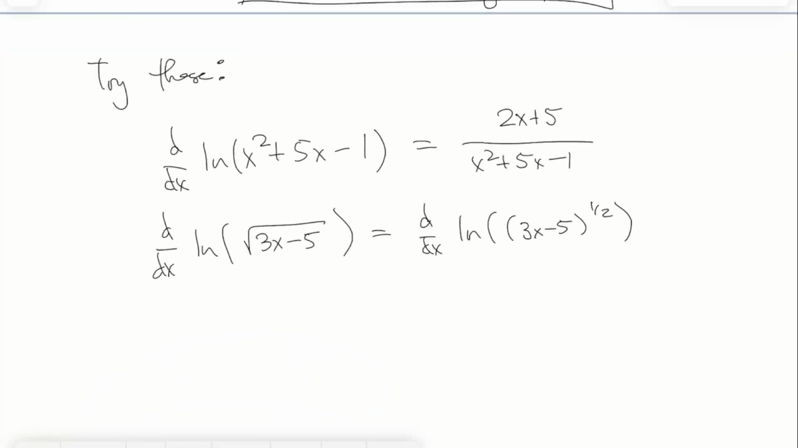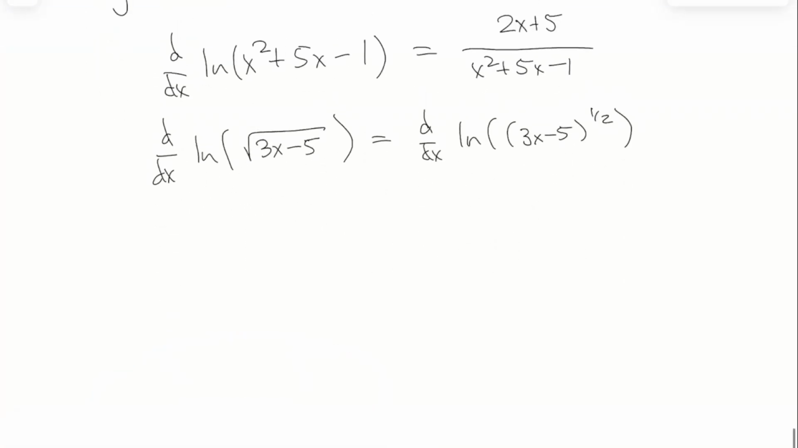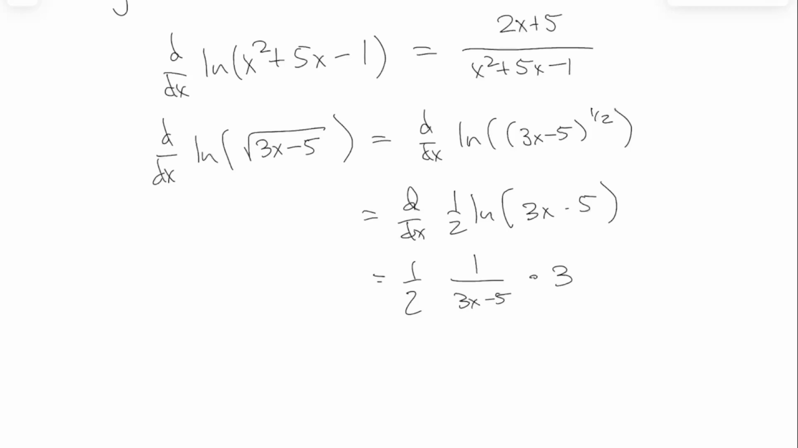Let me get this out of here for now. I'm going to bring the exponent down to the front, so it's the derivative of 1/2 ln(3x minus 5), like so. The 1/2 can just move all the way out of the derivative. It's a multiplication by a constant, which does not affect the derivative. And then the rest of it, log of this gives me 1 over 3x minus 5 times the derivative of the inside, which is 3. So something like that, that to me is the easier way to do it.